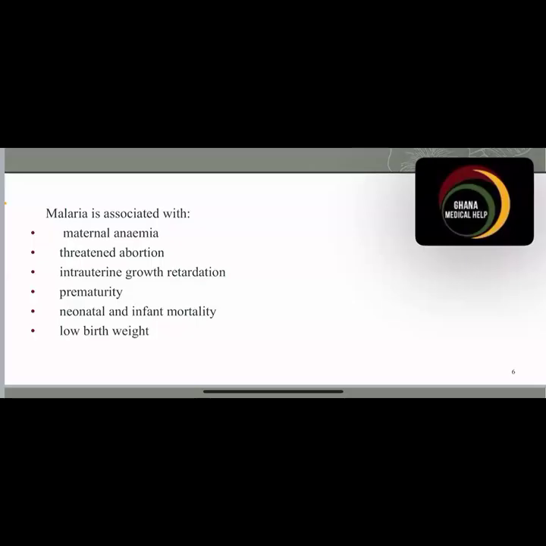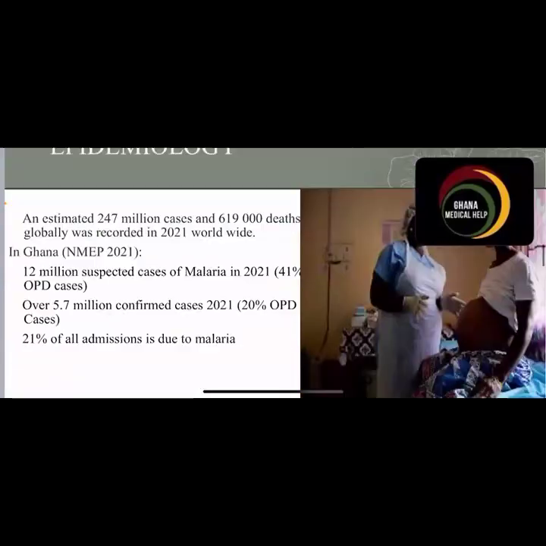It makes it difficult. Then you have threatened abortion, intrauterine growth restriction or retardation, prematurity, neonatal and infant mortality, low birth weight. These are just a few examples as to why it is important for us to talk about it, because it goes unnoticed. There are some of them that come around and you see these things and you are looking for the causes. The causes can just be right in front of you, and it could be malaria.